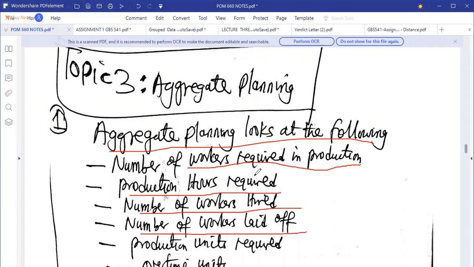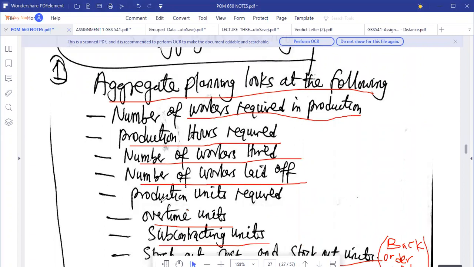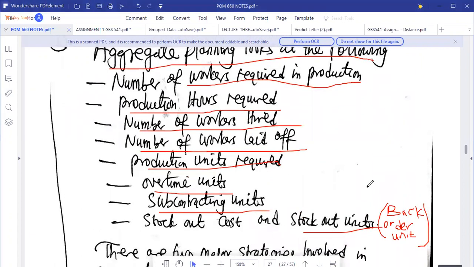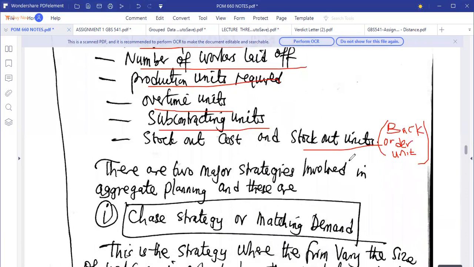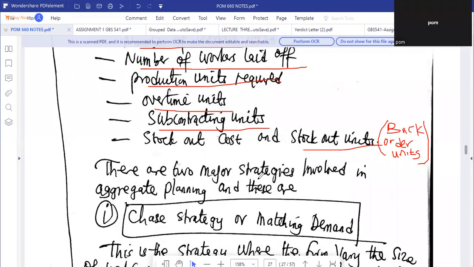hours required, the number of workers hired, the number of workers laid off. Of course, we also look at the production units required, the overtime units, subcontracting units, or the stock out units, where we are looking at the number of items here. So stock out units are also called back order units. Now, in aggregate planning, there are two major strategies that you need to understand. Only two of them. Once you understand these two, then it will be very okay.